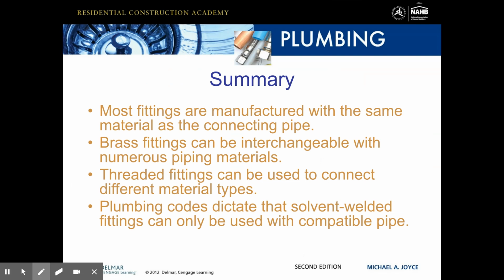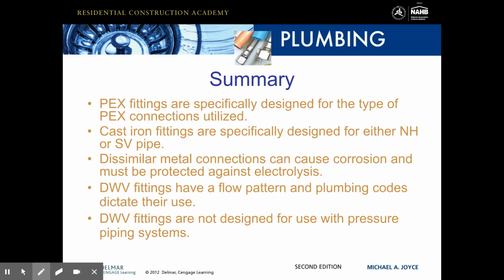In summary, most fittings are manufactured with the same material as the connecting pipe. Brass fittings can be interchangeable with numerous piping materials. Threaded fittings can be used to connect different material types. Plumbing codes dictate that solvent welded fittings can only be used with compatible pipe. PEX fittings are specifically designed for the type of PEX connections utilized. Cast iron fittings are specifically designed for either no hub or the SV pipe. Dissimilar metal connections can cause corrosion and must be protected against electrolysis.